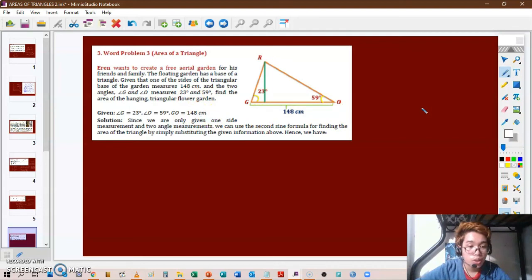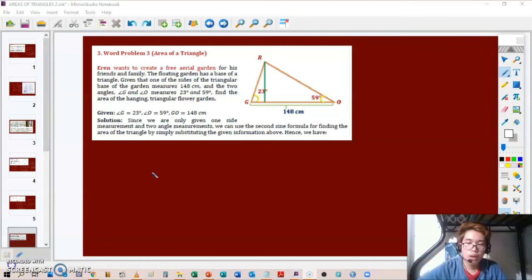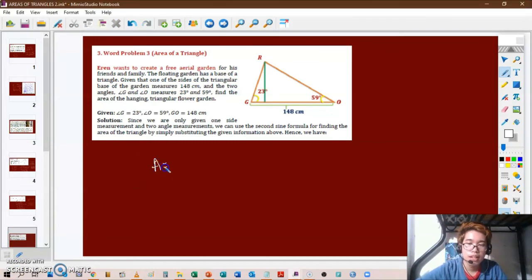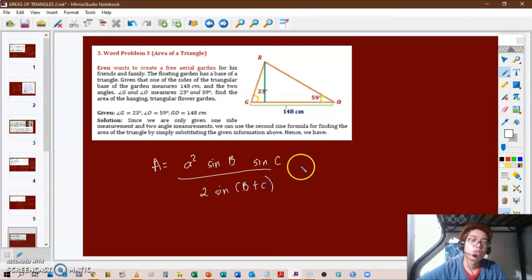Okay, so for this third problem, we're going to use the second sine formula. Again, what is the formula for the second sine function? That's going to give us A is equal to a squared sine B times sine C all over 2 times sine of the quantity B plus C. Okay, so there you go.